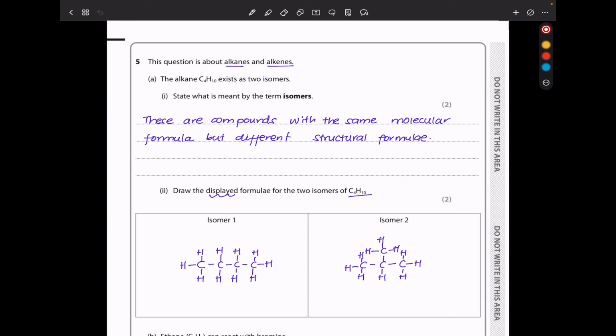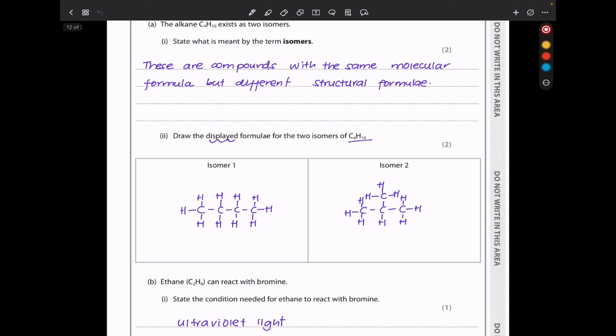Isomers are compounds that have the same molecular formula, but their structural formulae are different. And next, draw the displayed formulae of the 2 isomers of this one here. This is an alkane, so it's either a straight chain alkane with 4 carbons arranged in a line, or in a chain, and then the hydrogens filling out.